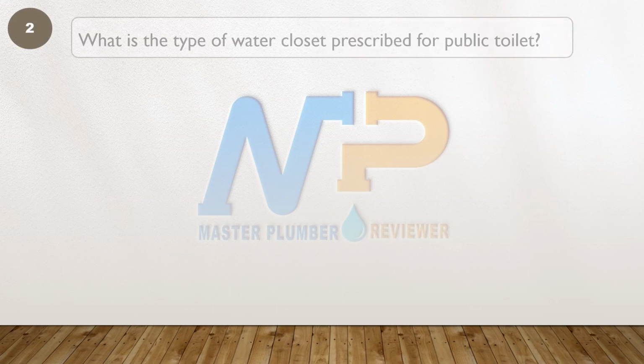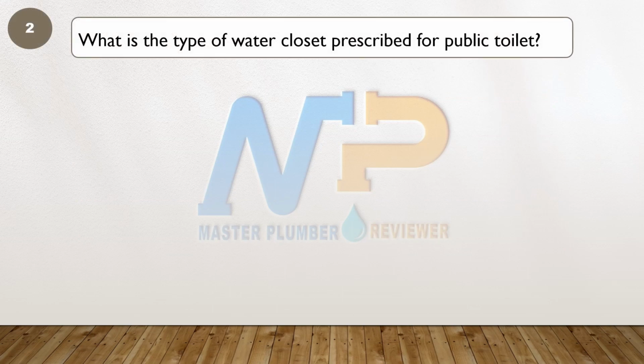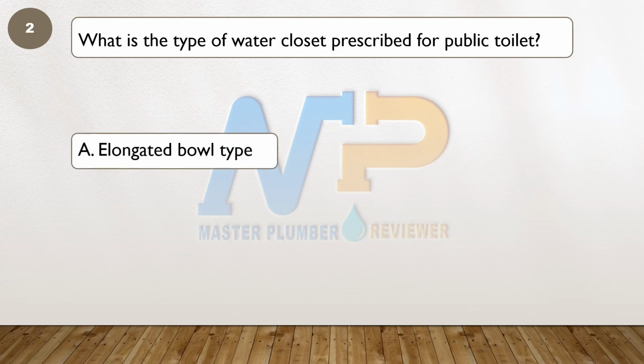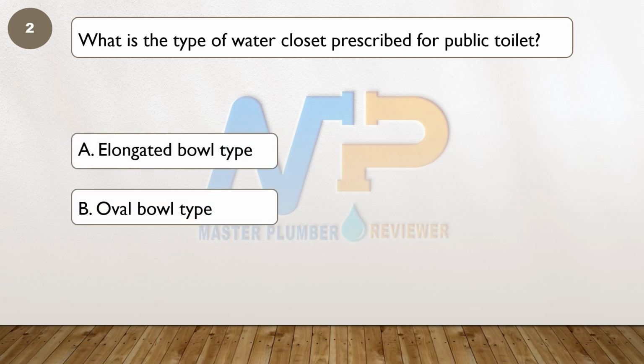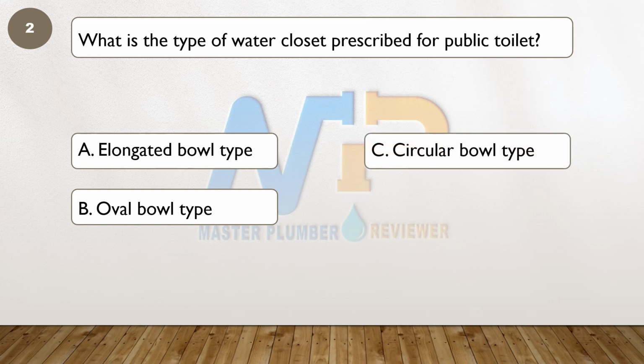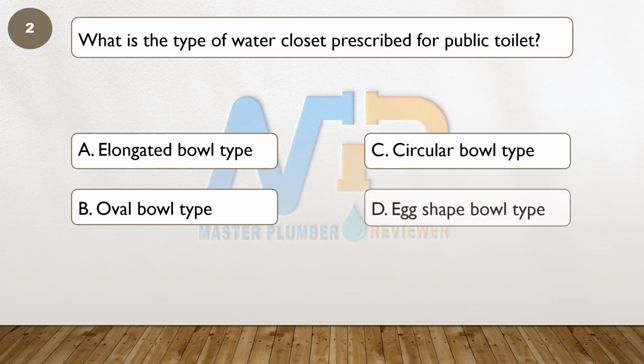Number 2. What is the type of water closet prescribed for public toilet? A. Elongated bowl type. B. Oval bowl type. C. Circular bowl type. D. Egg-shaped bowl type. The answer. It's A. Elongated bowl type.